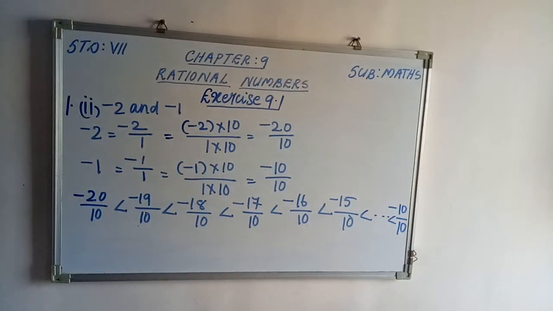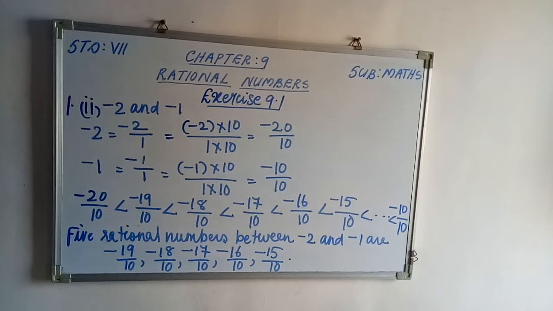So how will you write? The 5 rational numbers between minus 2 and minus 1 are minus 19 upon 10, minus 18 upon 10, minus 17 upon 10, minus 16 upon 10 and minus 15 upon 10. I hope it's clear to you.